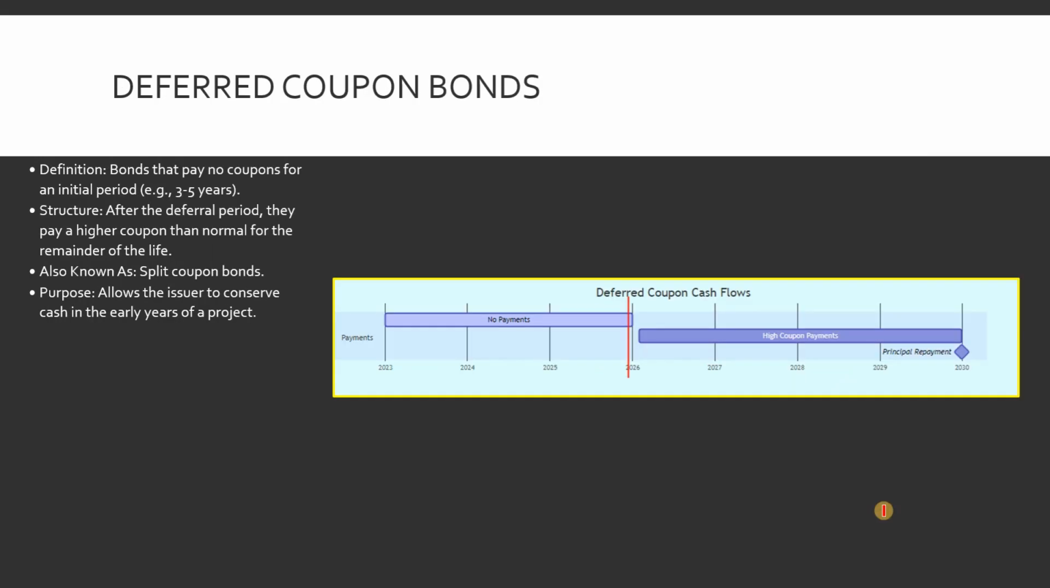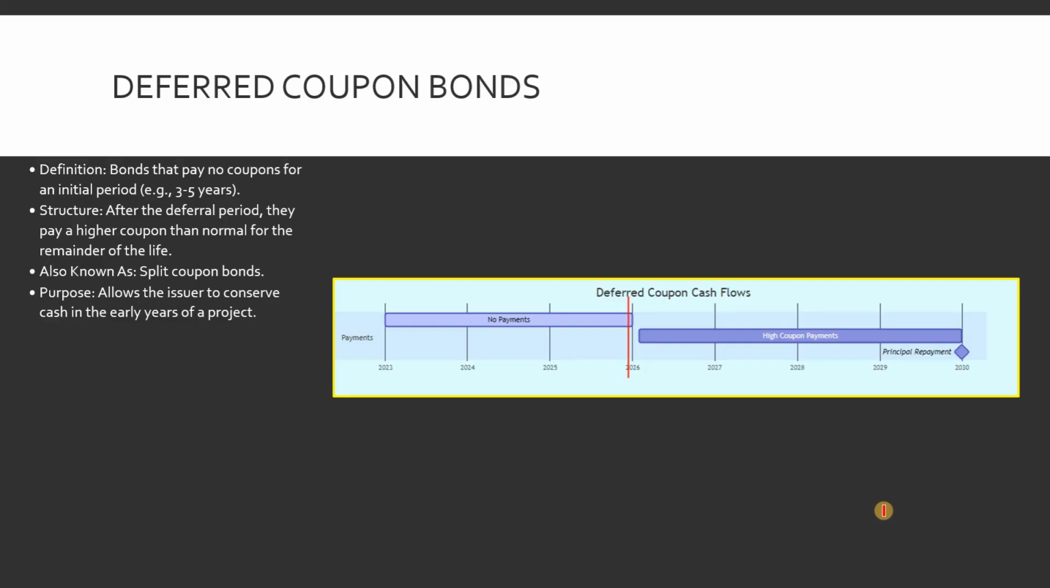Now let's look at deferred coupon bonds, sometimes called split coupon bonds. These are a hybrid structure. For the first few years, perhaps 3 to 5, the bond pays no interest. After this deferred period ends, the bond begins paying coupons, usually at a rate higher than the market rate to compensate for the initial wait. This structure is very useful for issuers who need to conserve cash immediately, perhaps to build a factory, but expect to have cash flow later to pay the higher interest. Deferred bonds delay income to the investor to help the issuer manage early stage cash constraints.